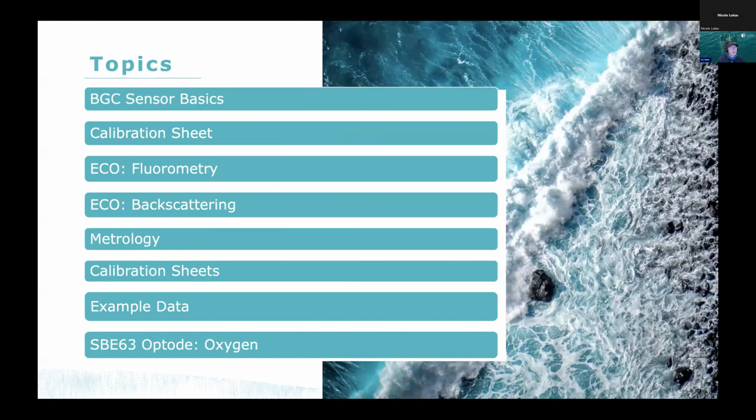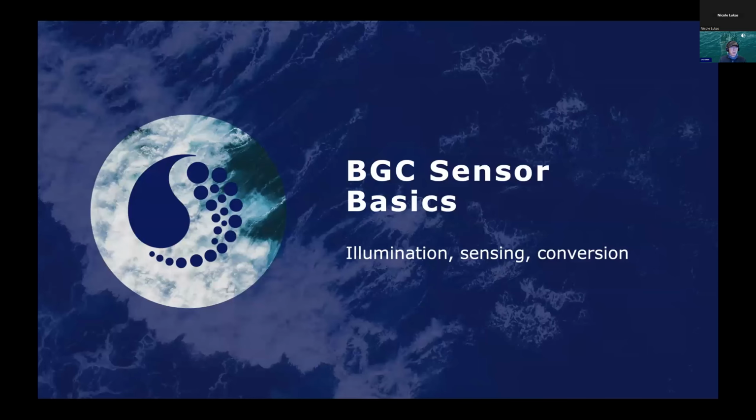So we're going to do a little bit on sensor basics, take a look at some calibration sheets, and look at the theory of operation of the instruments around fluorometry and backscattering. We'll look at how those scale factors essentially turn our counts into engineering units, which is what we call them. That just seems to be the vernacular, but the actual scientific numbers that we use, and their traceability. Again, we'll look at calibration sheets and example data, and we'll be seeing some MATLAB and some Python. And then we'll take a look at the Seabird oxygen optode.